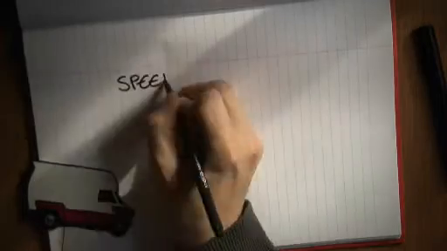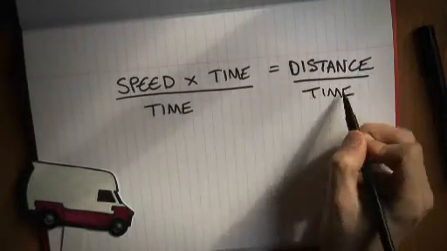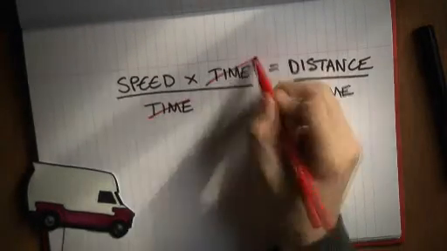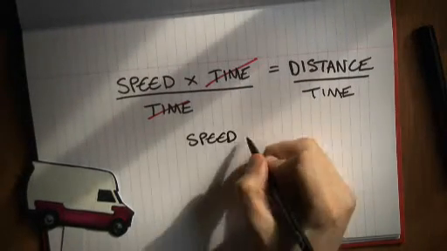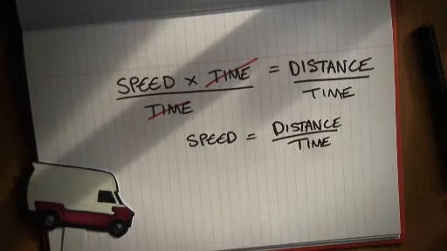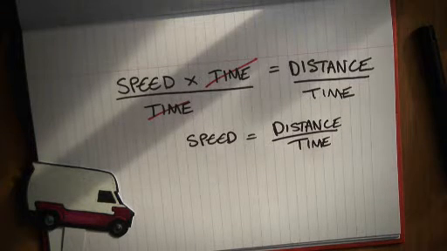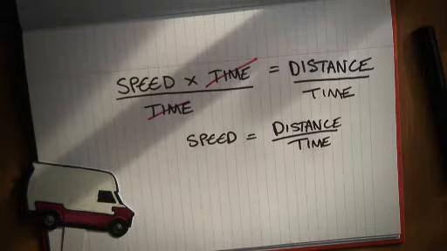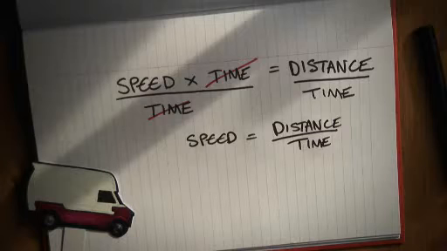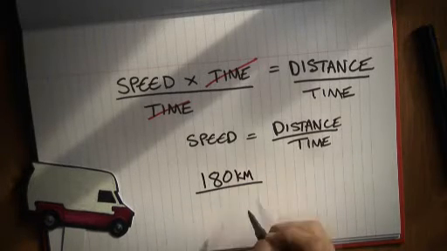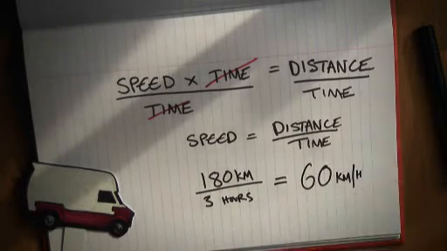You can also rearrange the same equation to find out your speed. So if you divide both sides of the equation by time, you get speed equals distance divided by time. Now this means that your average speed is the distance you've travelled divided by the time it took. So if it took me 3 hours to cover 180 kilometres, how fast would I be going? You'd be travelling at 180 divided by 3, that's 60 kilometres per hour.